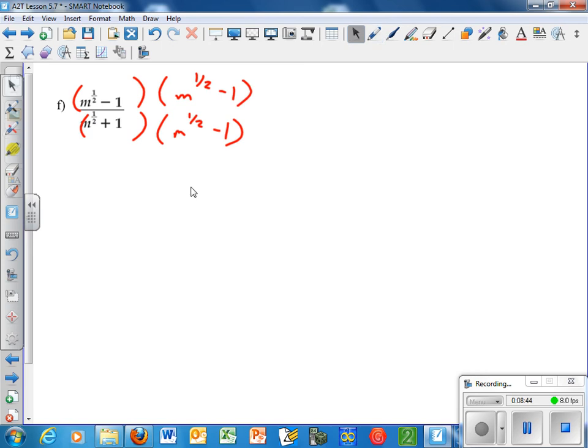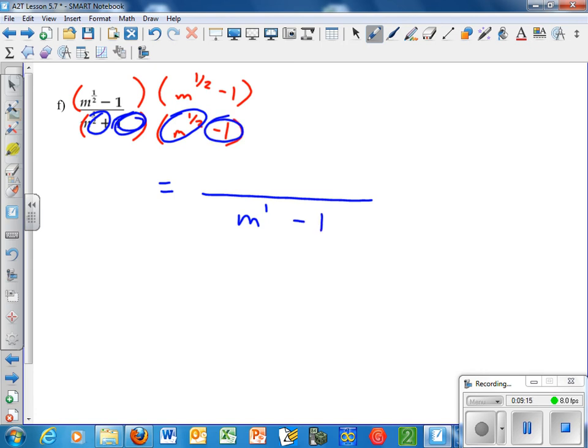Okay, so what do we get? On top, or let's do the bottom first, actually. That's where we're rationalizing. When I multiply m to the 1/2 times m to the 1/2, that's m to the 1st. When I do my outside and inside, they drop out. Thus why we're multiplying by the conjugate. So it'd be minus 1m to the 1/2 plus 1m to the 1/2, they drop out. But now you have to do your last terms. So a positive 1 times a negative 1 is negative 1. So on the bottom, I'm going to get m to the 1st minus 1.